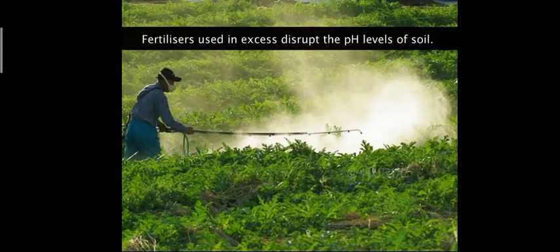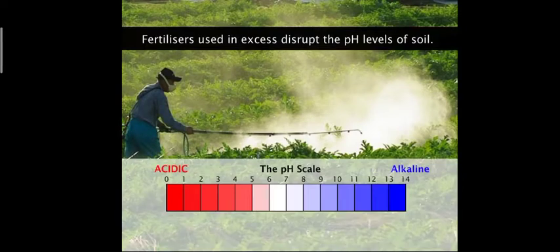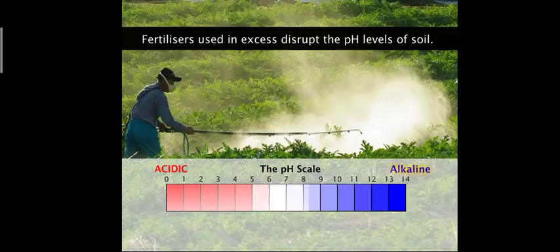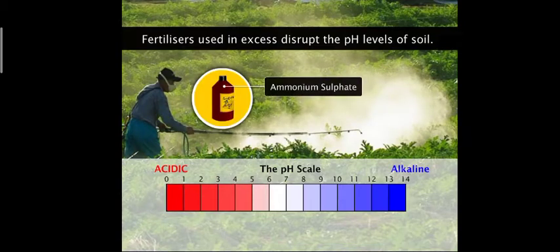Excessive use of chemical fertilizers pollutes the soil by disrupting its pH levels. For example, excessive quantities of sodium nitrate fertilizer make the soil too alkaline, and if too much ammonium sulfate fertilizer is applied, the soil becomes acidic.